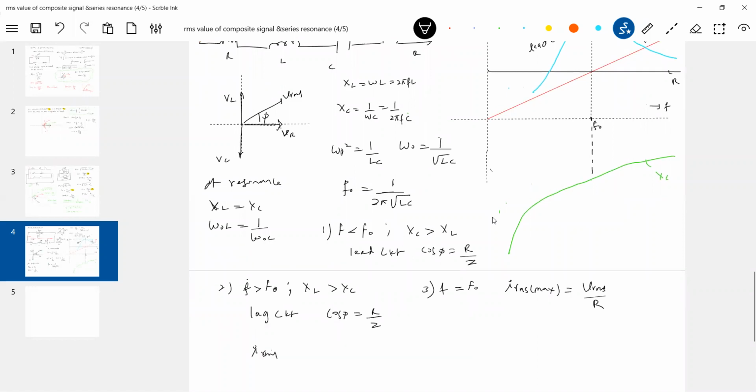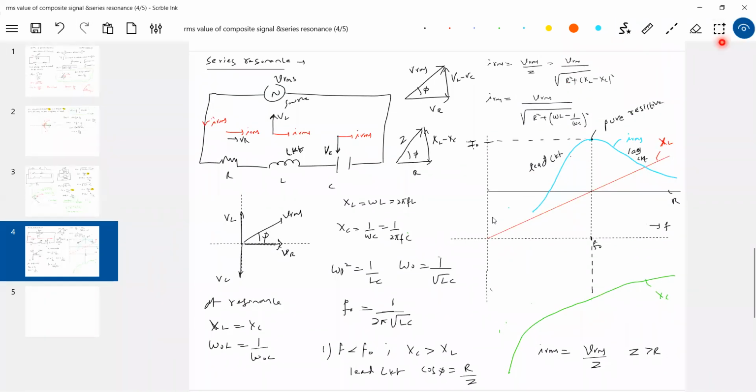What about current in the other case? Current flowing will be Irms equal to Vrms by Z, where Z will be greater than R. So definitely, where will current be maximum? Z greater than R, so let me write only in terms of that. It will be easier for you. At resonance only it will be maximum.